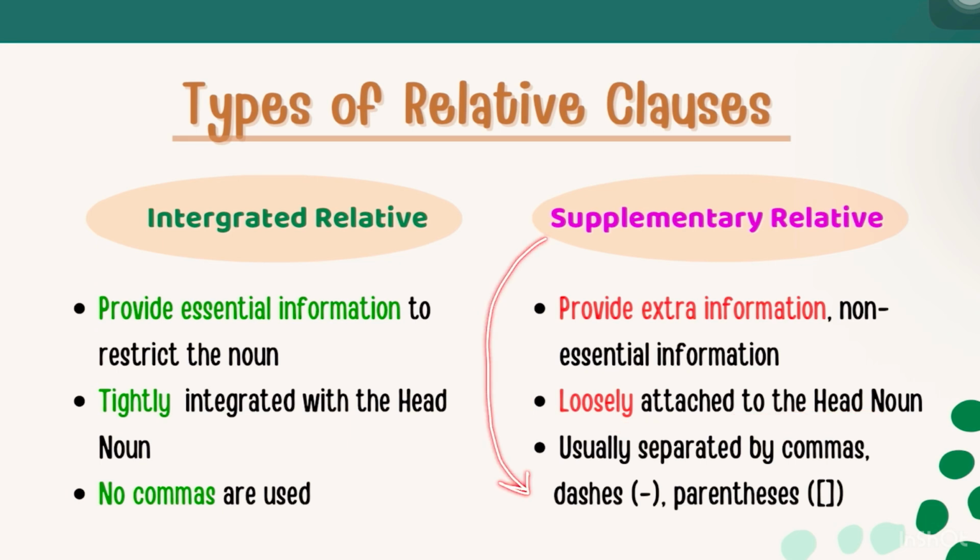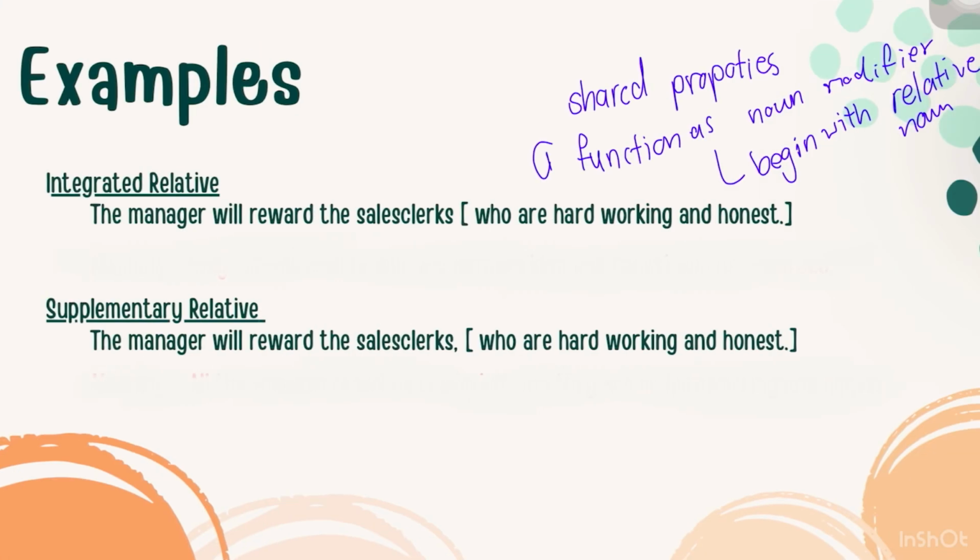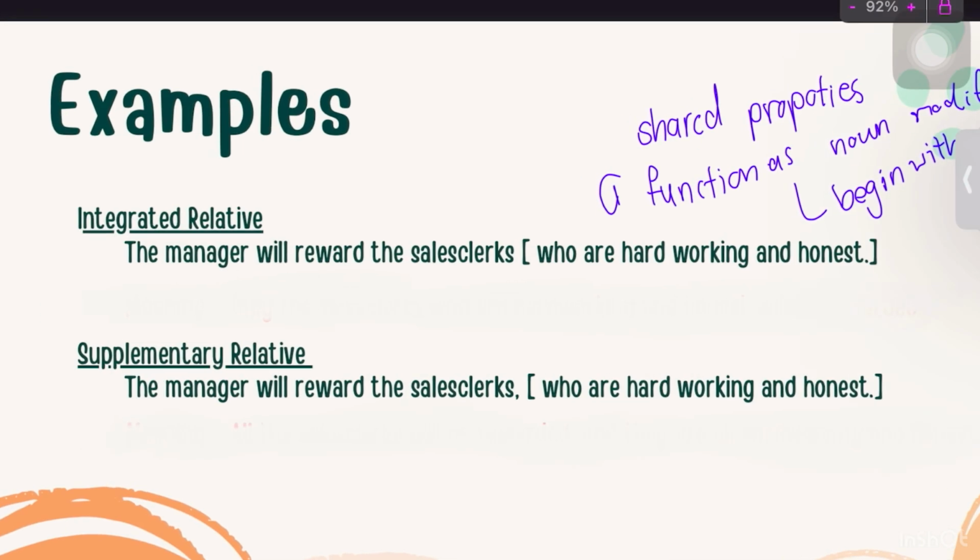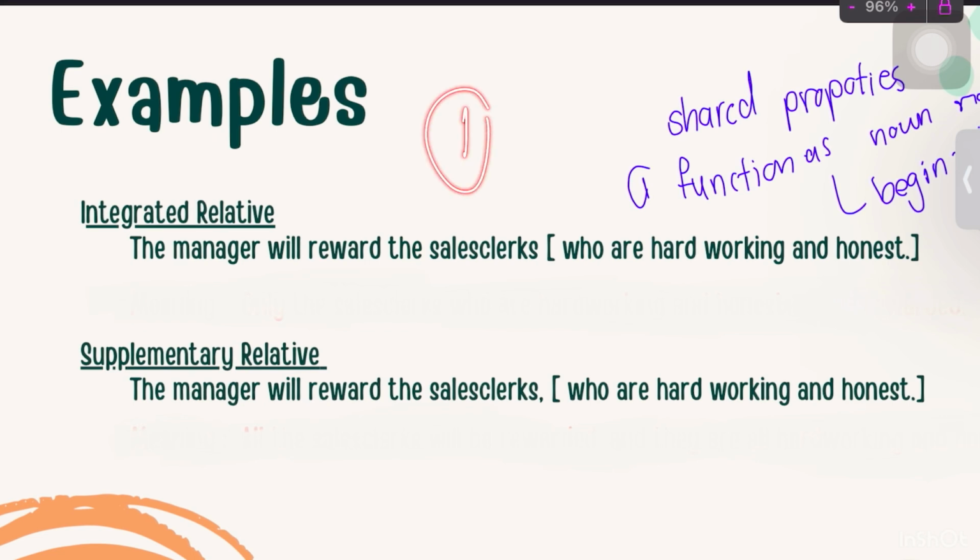And this point is very important. Supplementary relatives are usually separated by commas, dashes, or parentheses. For example, I will give you one sentence at the same time.